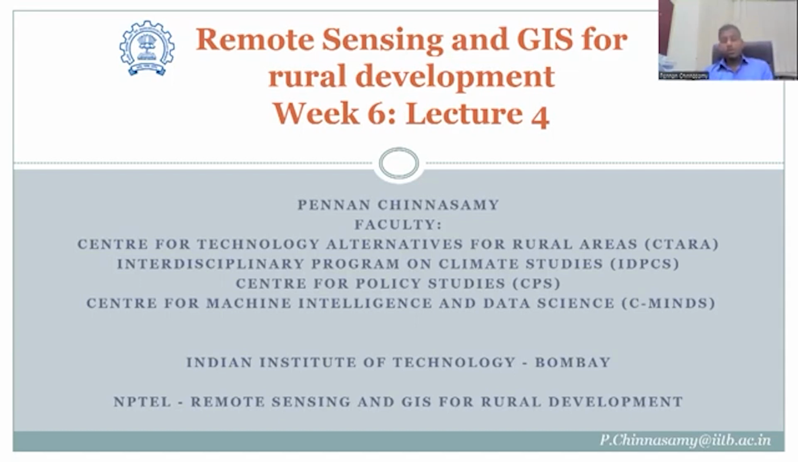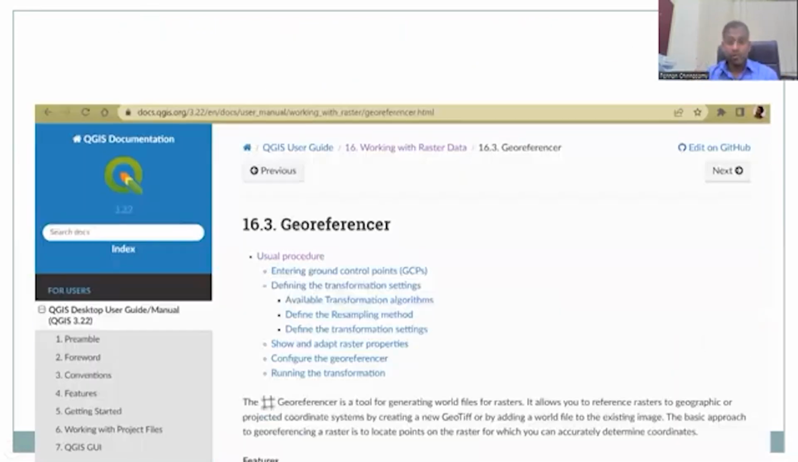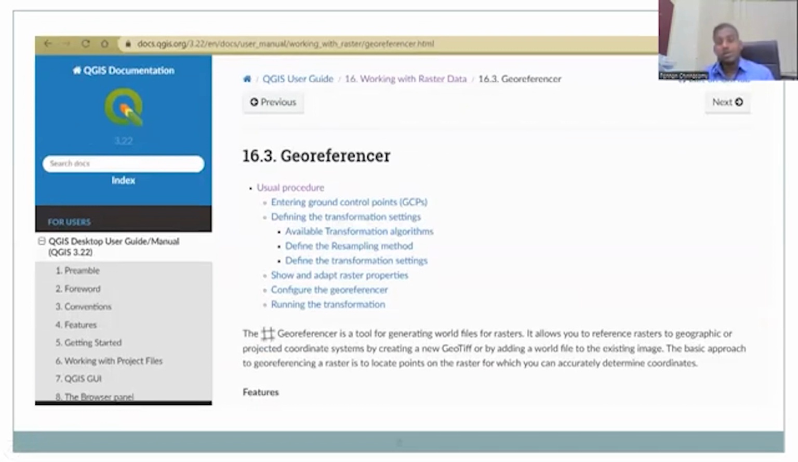Now, as I promised, we will look into the extraction of features, extraction of data and information from these georeferenced maps. So let's continue the work that we did in the last class. I hope you had time to revisit this manual and look into the subheadings and how to do it. My tutorial through the NPTEL lecture can also be used for georeferencing.